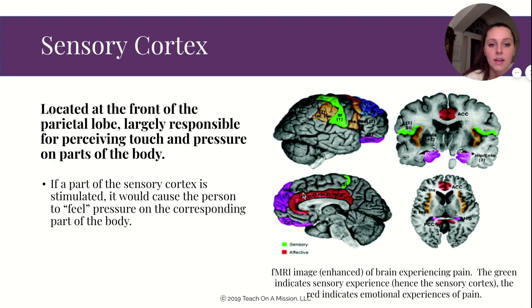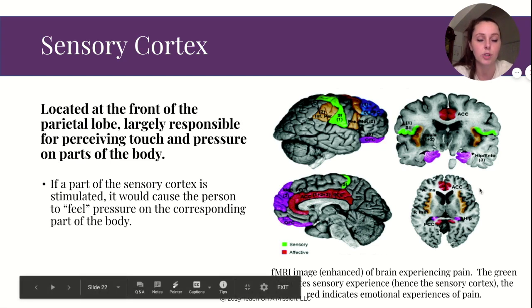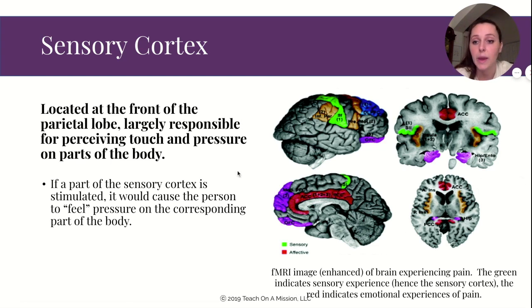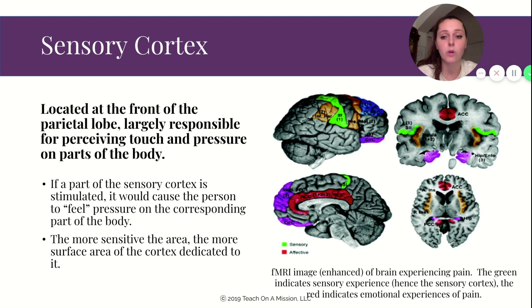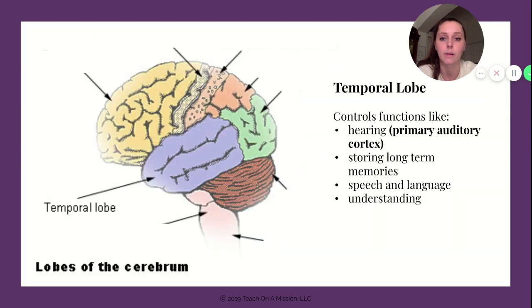So we see that red, it's in the parietal lobe, but it's also kind of right by our limbic system. But then green, that sensory information, we see it's kind of arching over the top of the brain because that sensory cortex, it looks like that headband across the top of your head. So this is just a good example to show you where we sense sensation and where we sense pain. So if a part of the sensory cortex is being stimulated, then that means the person would be able to feel pressure on that corresponding part of the body. So like we said before, the more sensitive the area, the more surface area on that cortex is dedicated to that part of the body.